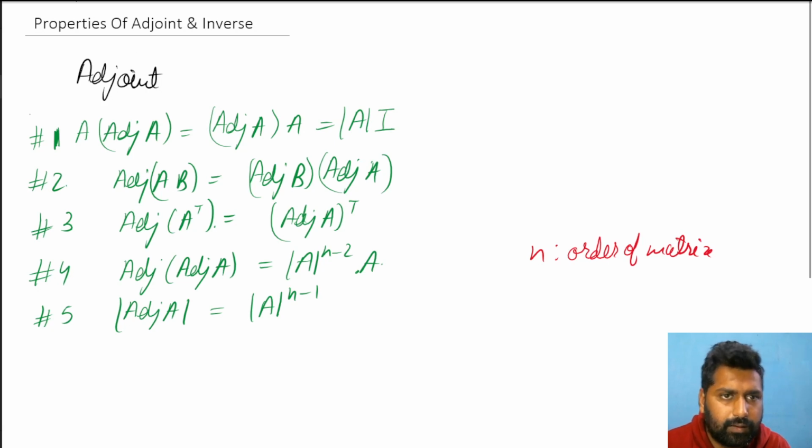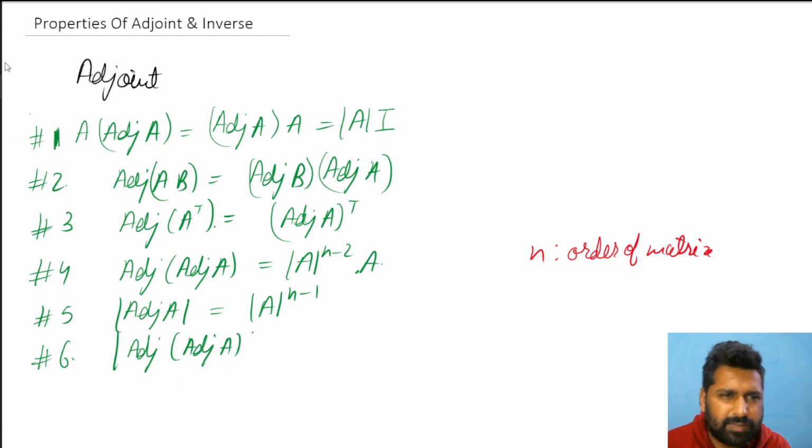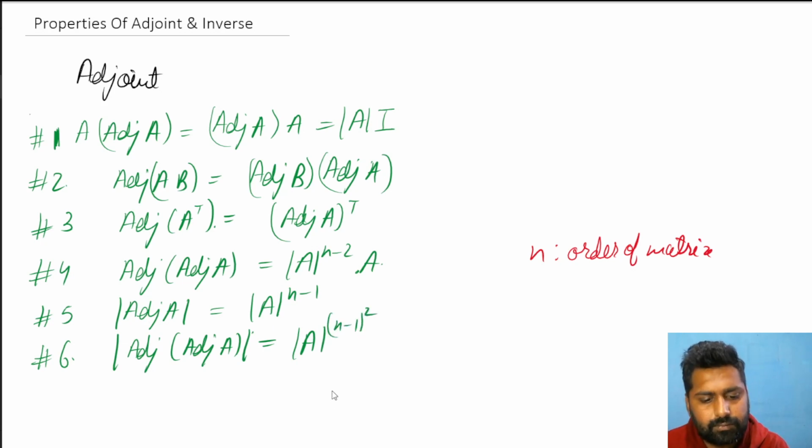Okay, let's look at the next property, the sixth. Adjoint of adjoint A. This is what we calculated now. Suppose you ask the determinant of this. This is the maximum that they can go for. So the determinant of adjoint of adjoint A is equal to determinant of A raised to power n minus 1 whole square. Remember, n minus 1 whole square is there. So these properties can be directly asked. That's why I'm discussing this separately.